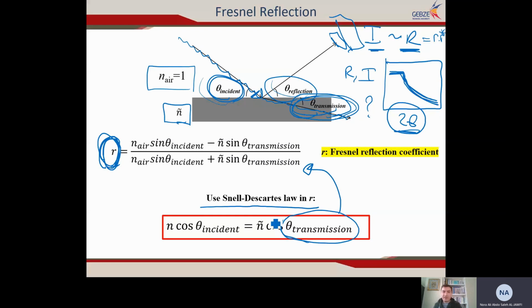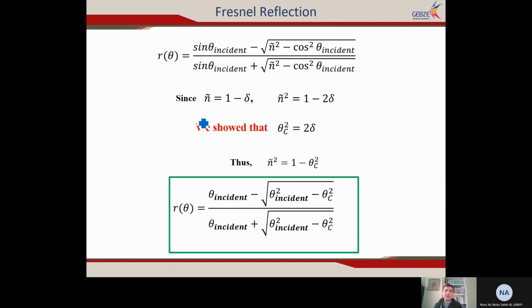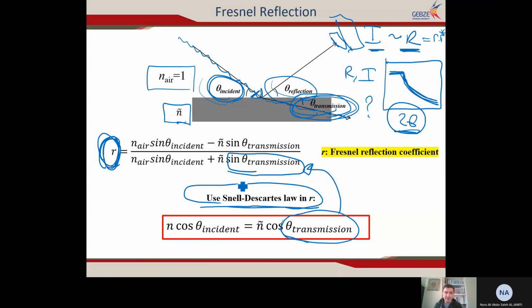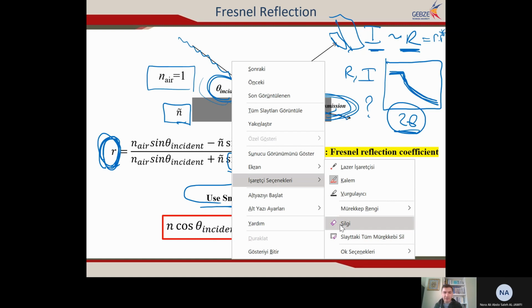Okay, but here we have theta transmission. I don't like it because it is not easy to measure, or impossible to measure. So I should get rid of it. Now we have this one. So instead of sinus theta transmission, I use this expression. How to do that? Let me clean this and try to do that.